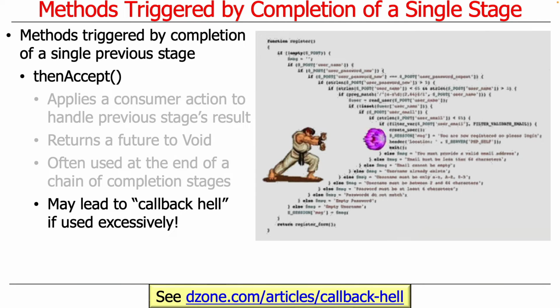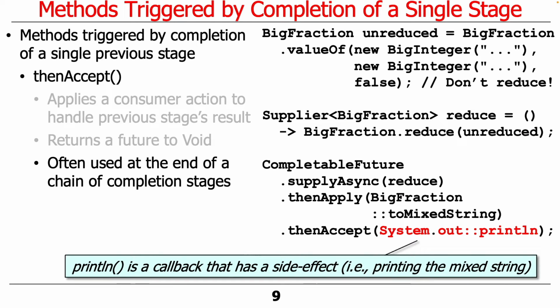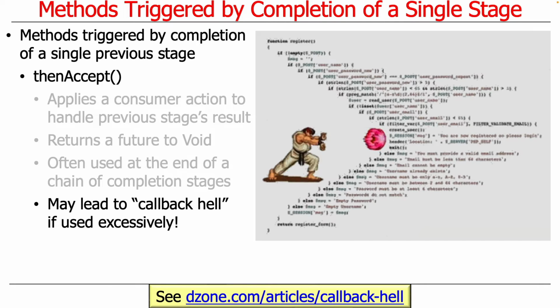OK, so you should really limit yourself to using thenAccept at the end of a chain of calls, like this one, the last item. And the reason for that is if you don't do that, you can end up with callback hell, where you have all these nested callbacks. And this is something that's very typical in JavaScript. If you don't use it properly, you end up with these deeply nested callback chains of asynchrony, and it's just a big mess. So read more about callback hell in the link here.